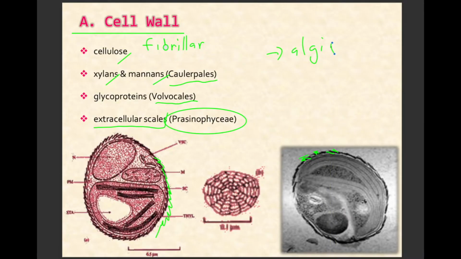If you recall from our previous lecture, alginic acid. That's the amorphous component. Alginic acid. So that's your cell wall.